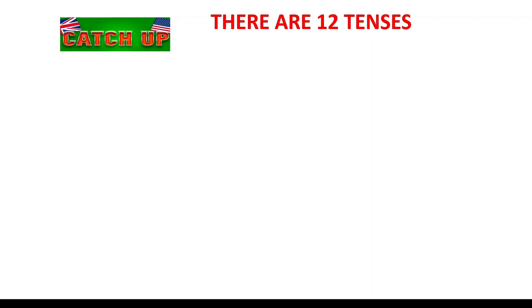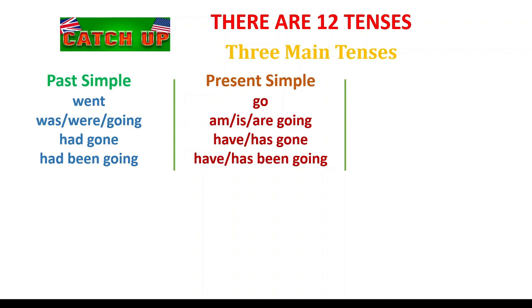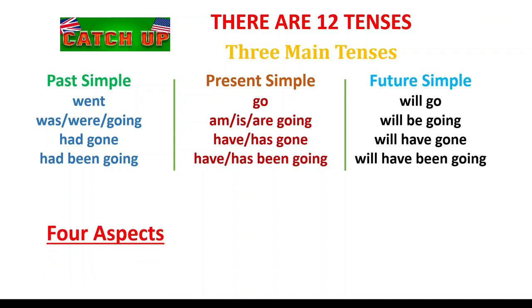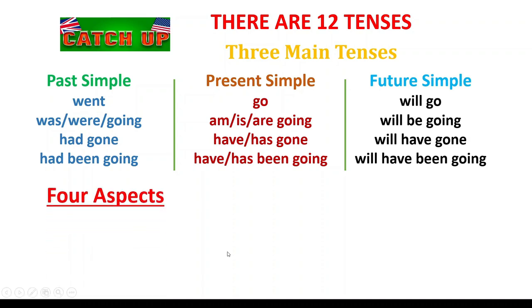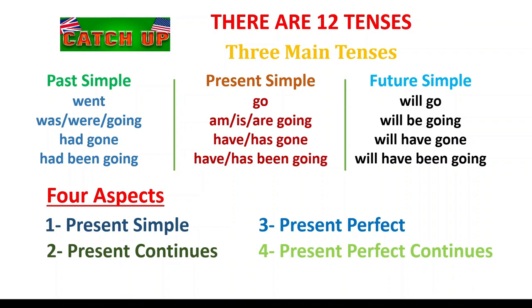There are 12 tenses in English grammar. Three main tenses: 1. Present simple. 2. Past simple. 3. Future simple. 4. Express. 1. Present simple. 2. Present continuous. 3. Present perfect. 4. Present perfect continuous.